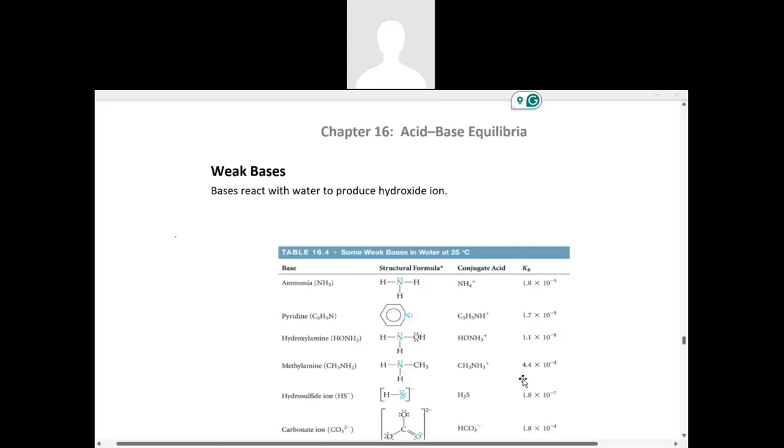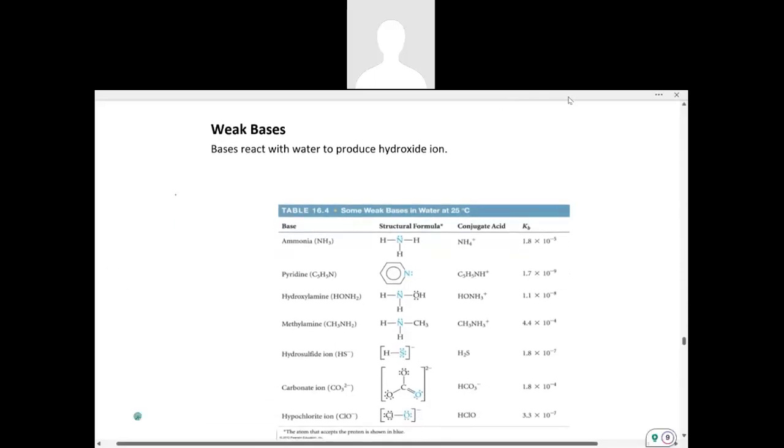In this next video from chapter 16 on acid-base equilibria, we'll take a look now at weak bases. So in the beginning of the chapter, we had a quick overview of acids and bases in general. We started with strong acids and bases, then we moved on to weak acids. Now we'll take a look at some of the similarities and some of the differences with weak bases. So instead of reacting with water to produce hydronium, now we're going to see that bases will produce hydroxide ions.